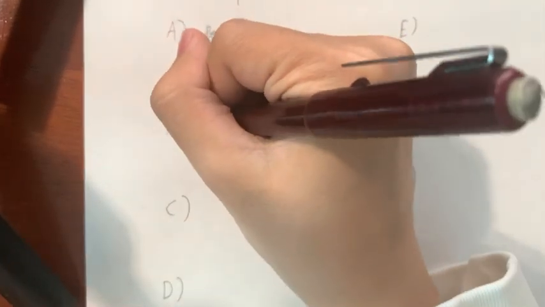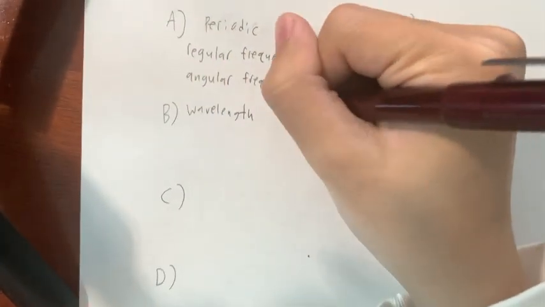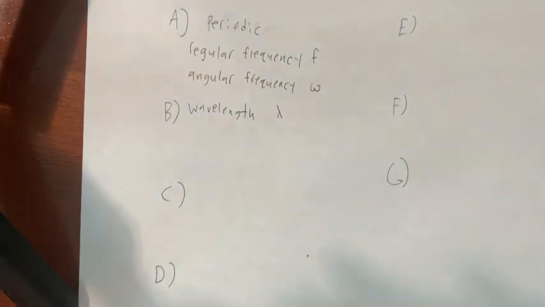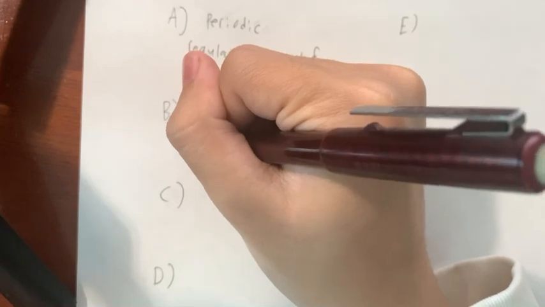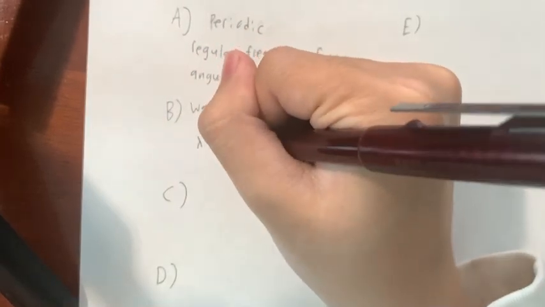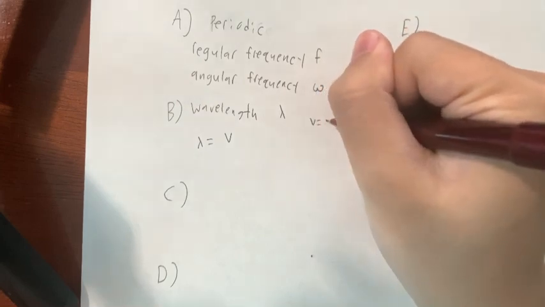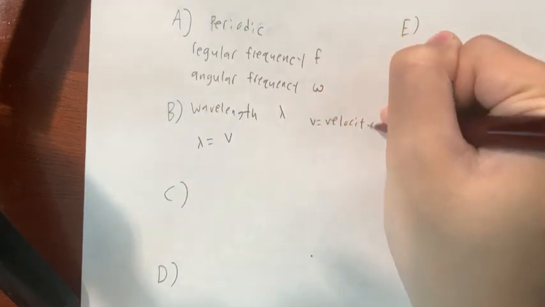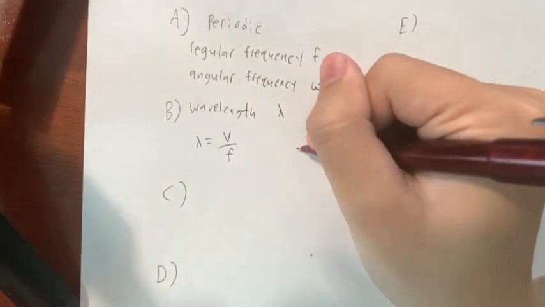In order to solve for wavelength, which can be represented by lambda, we have to take the velocity, which can be represented by v, and divide that by f, which is frequency.